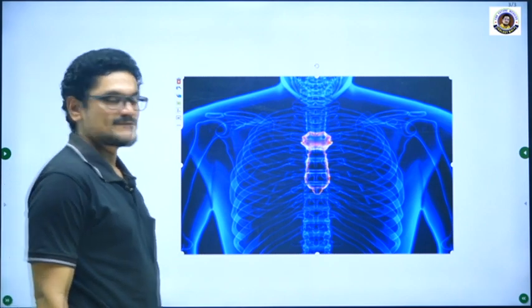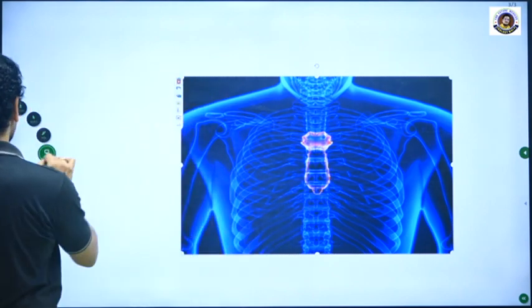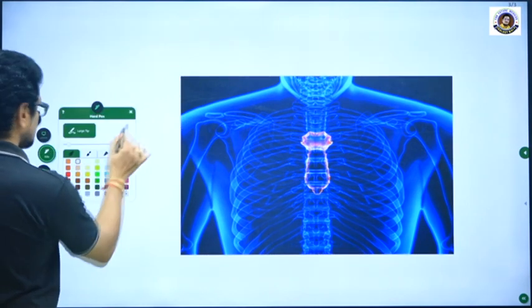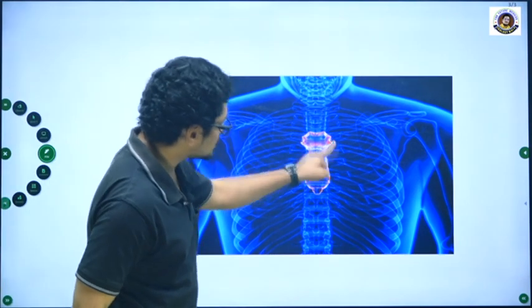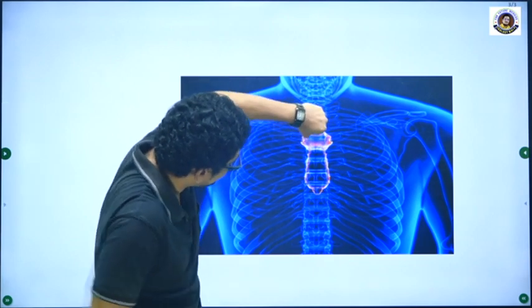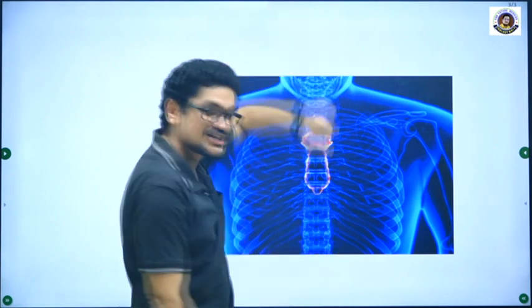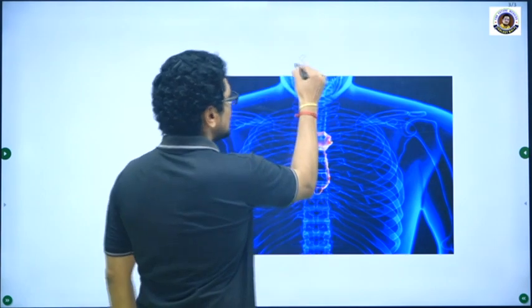That's it. Okay, see this one. Let me take one pen, light color. Okay, so this is the sternum. You see, it resembles a sword. This is the handle of this sword, this is the stem of this sword, and this is the pointed structure of this sword. This guy is called sternum.